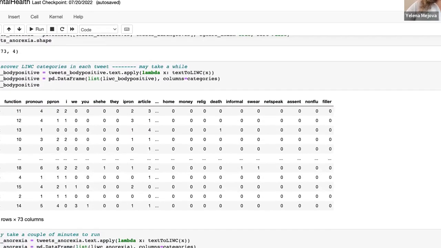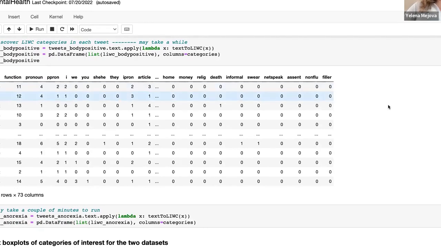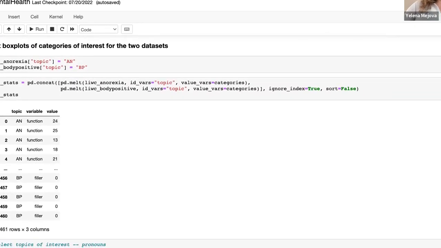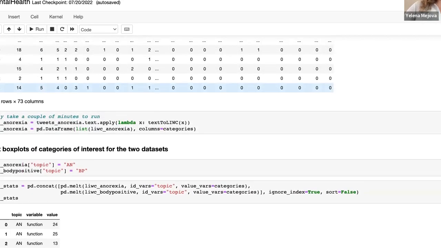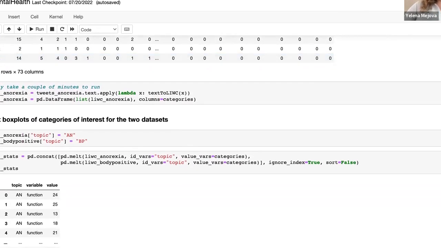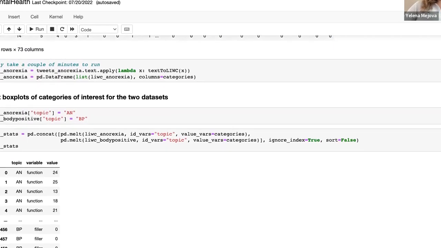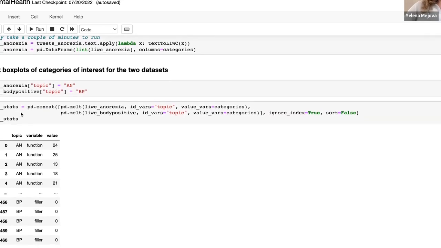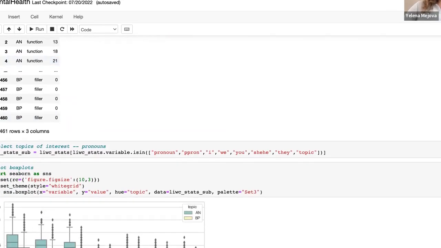Okay, so we apply it to our data. So for each document, we have all the categories and the counts. And then we can say, okay, so we have, for example, 2 categories. I'm not sure. So for example, I have 2 data sets, one on anorexia and another on body positivity. So kind of the opposite almost, people say, love your body. And we can apply the LIWC to them and say, well, how different are they?